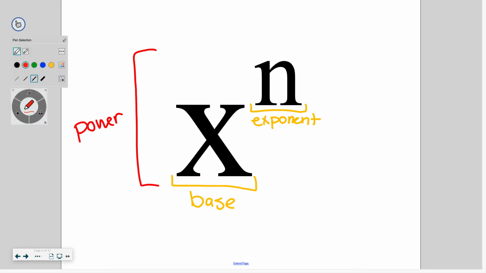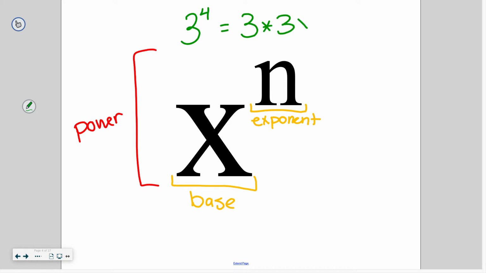So, for example, if we had 3 raised to the 4th, what that means is you're taking the base, which is 3, and multiplying it the number of times of the exponent, which is going to be 4. So base multiplied by the number of the exponent, which in this case was 4, giving us 81.